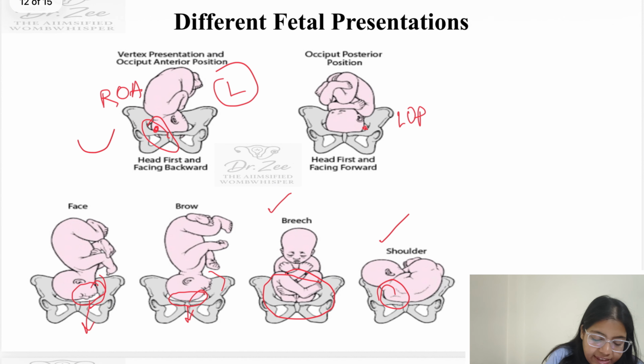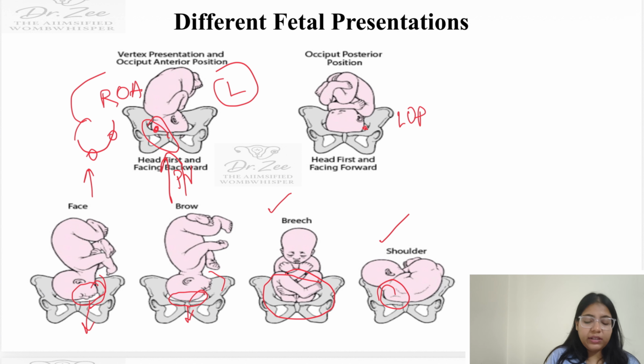The head is like this, na? So the head is like this, it is flexed. So here is the anterior fontanelle, here is the posterior fontanelle. So if you do PV examination, you will be encountering this posterior fontanelle first. Here in brow presentation, anterior fontanelle. Okay, as you can imagine, in front there is anterior fontanelle and in back there is posterior fontanelle.